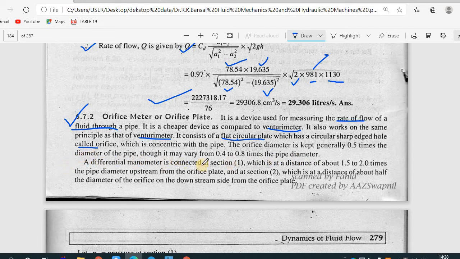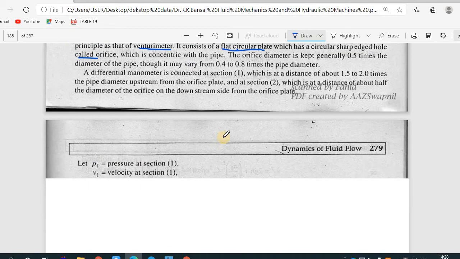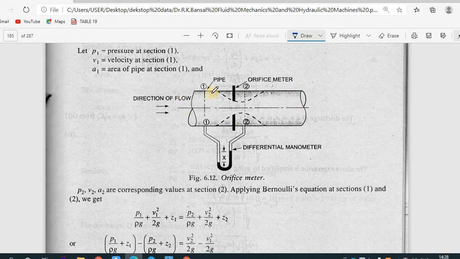The differential manometer is connected at section 1. Now you can see there is a diagram shown over here. The pipe has been given, and you can see that the sharp circular edge plate has been provided. This is nothing but your orifice meter. As you can see, it generally has a smaller diameter as compared to your pipe, so generally the diameter ratio is taken as 0.5. It varies from 0.4 to 0.8, and it is very cheap as compared to the venturi meter. The principle behind them is the same, that is Bernoulli's theorem.